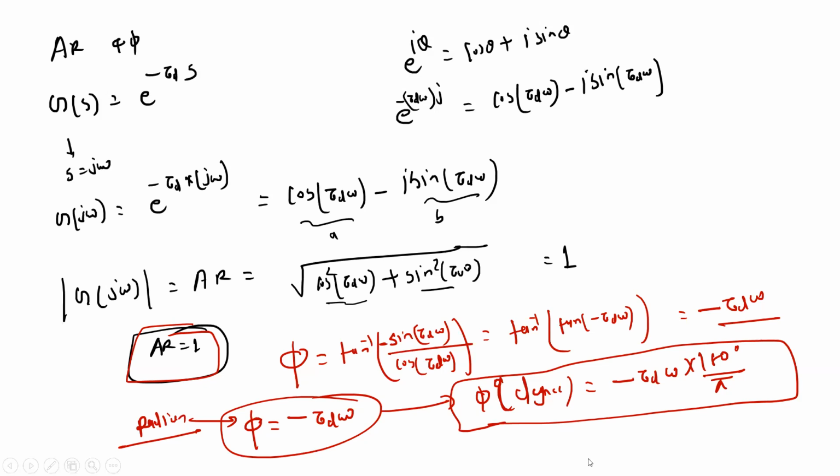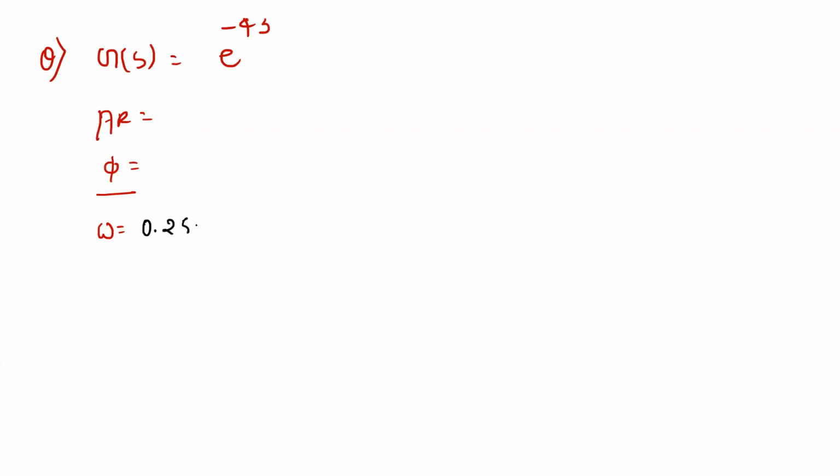Anyone has any doubt? If you don't have any doubt, then try to solve one problem. Let's say G(s) is equal to e to the power minus 4s. Calculate the value of the amplitude ratio and calculate the value of phi, if omega is equal to 0.25 radian per second.